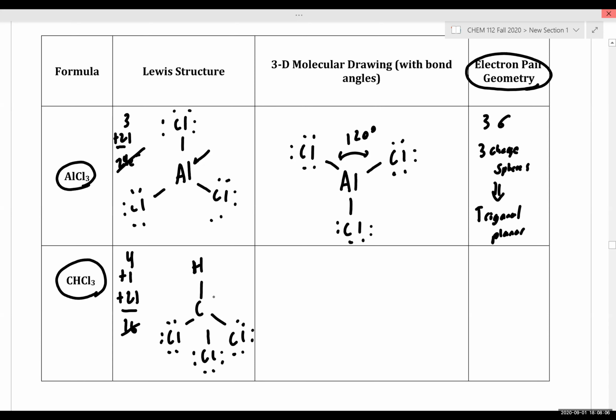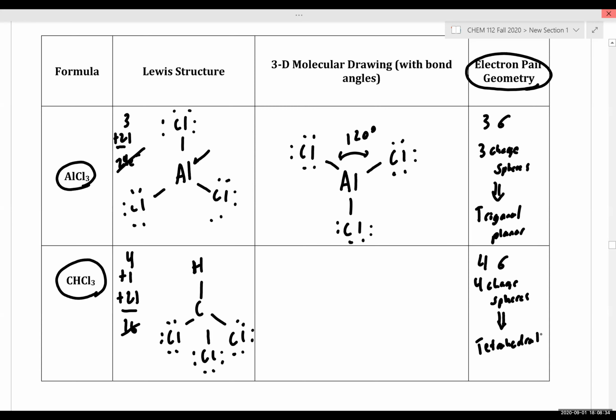And now looking for our electron pair geometry, we have 4 sigma bonds and 4 charged spheres. And that in turn tells us we have what electron pair geometry? 4 charged spheres, what electron pair geometry does that match? Tetrahedral? Tetrahedral, exactly right.